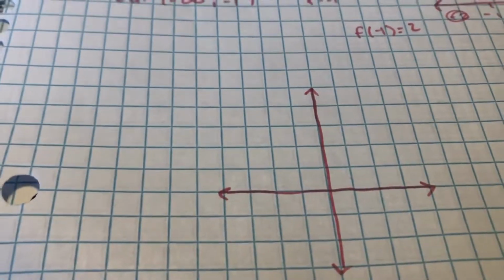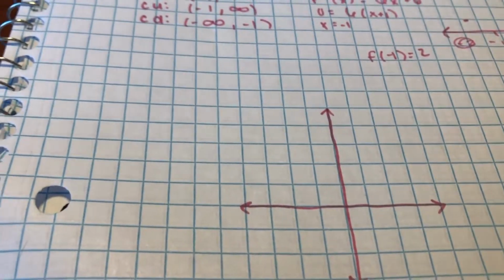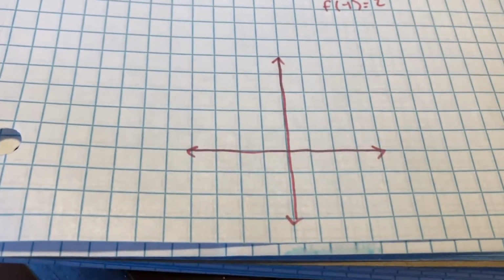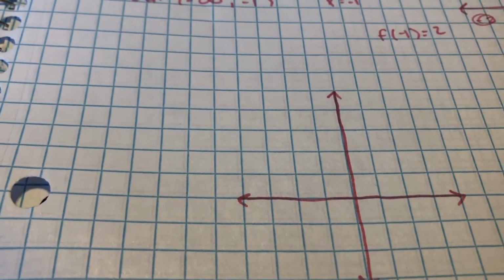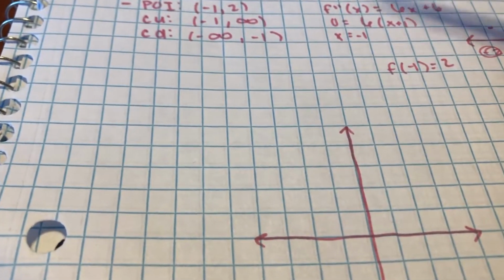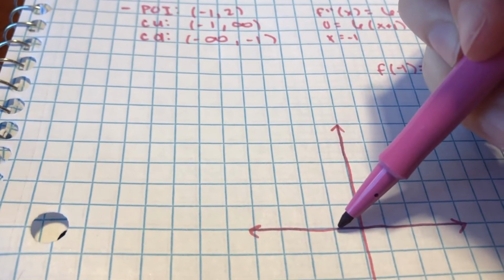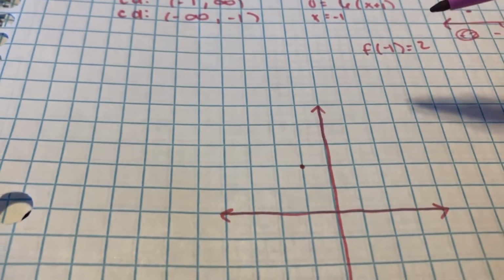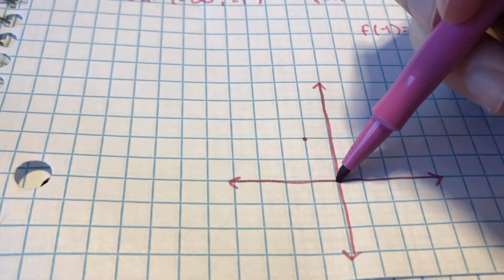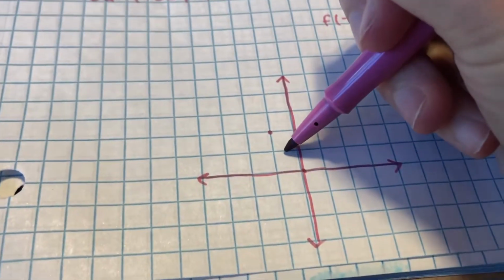And then we're going to go ahead and graph that. So first, we're going to graph our max and our min. So we're going to go by intervals of 2. So our maximum, so 1, 2, 1, 2, 4. So here's our max. And our minimum is at 0, 0. And then we're going to go ahead and plot our point of inflection at negative 1, 2. So that is right here.